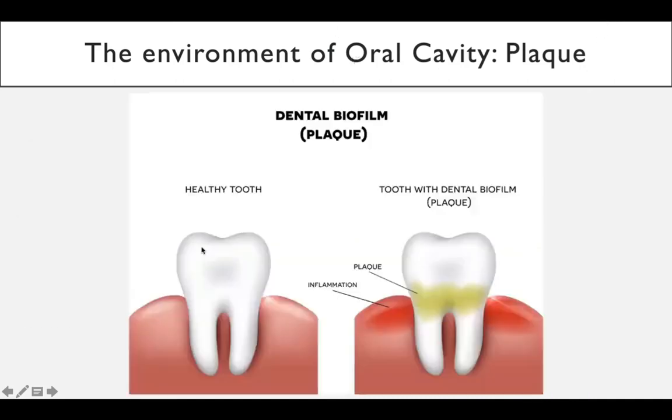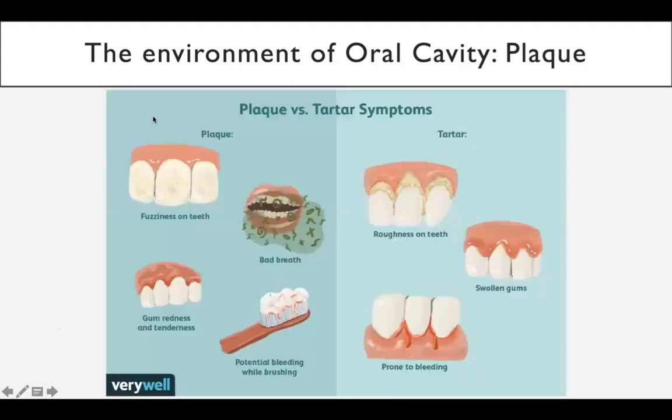Okay, next. So this is dental biofilm, healthy tooth, and tooth with biofilm, plaque. So what is the difference between plaque and tartar? Tartar is also known as calculus. So with plaque, there will be fuzziness of teeth, bad breath, halitosis, gum redness and tenderness, and potential bleeding while brushing. But with tartar, roughness on teeth, swollen gums, prone to bleeding.